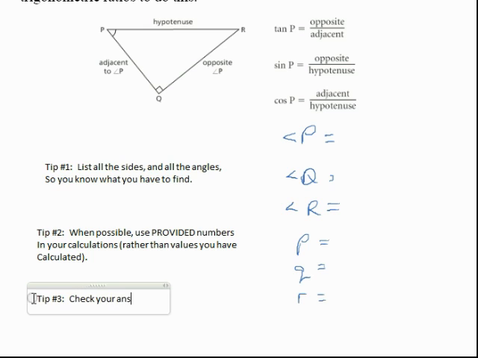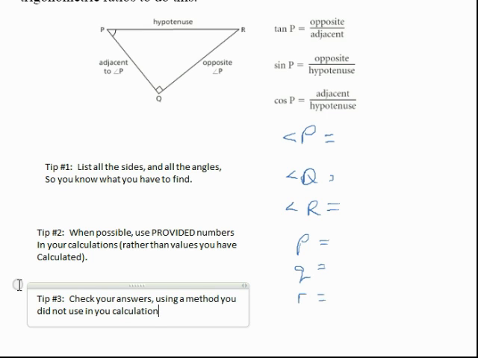And then when you come to my tip number 3, check your answers using a ratio you did not use in your calculations. Okay, that's my third tip. So I'll show you that in the example. So let's go to the next page.